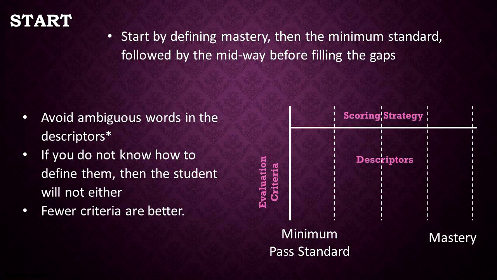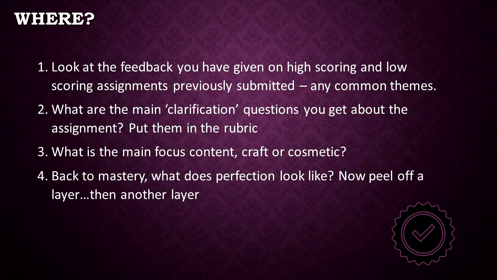Another general thing is that fewer criteria is better. There's no magic number, but when you look across rubrics, you normally see a range of 3 to 5 evaluation criteria for a rubric. That is the basic kind of level. So you may be thinking, well, that's all fair and good, but I still don't know what to write. Where do I start? How do I write those descriptors? Or even, what are my evaluation criteria? So here are 4 tips.